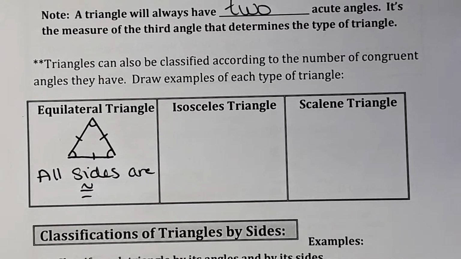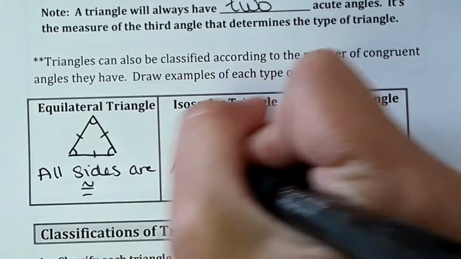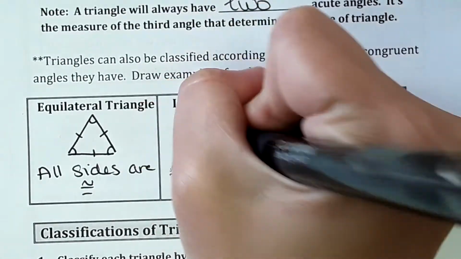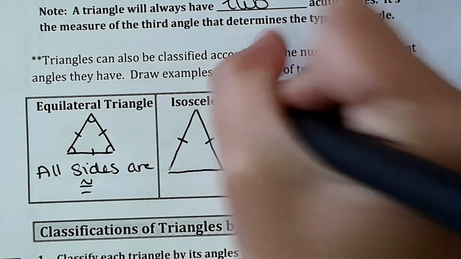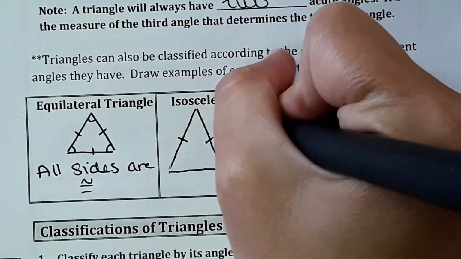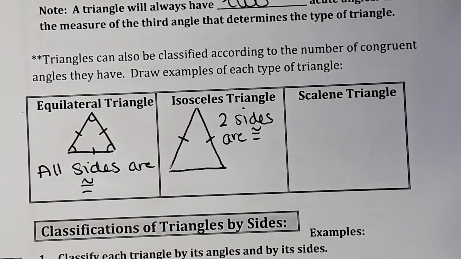Then an isosceles triangle might look like this. It has two sides that are congruent. So two sides are congruent. And that's isosceles. Do you remember that from whatever math? Maybe elementary school? It's been a while though.